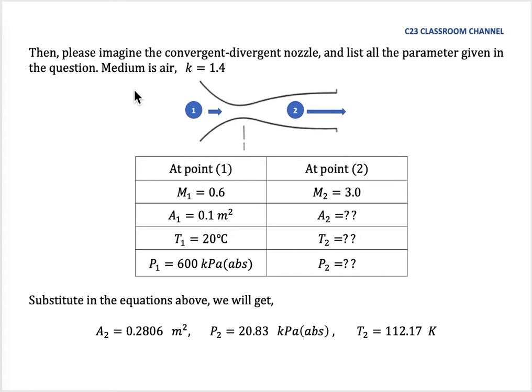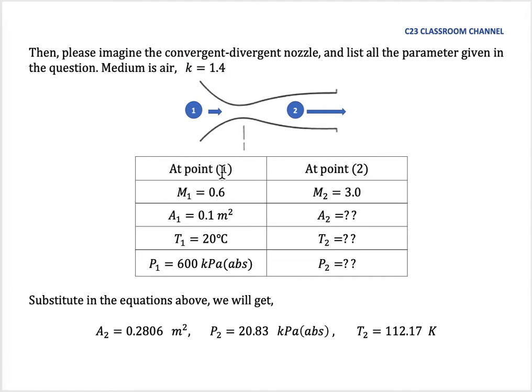Next, you need to imagine what is a convergent and divergent nozzle. Usually you could draw like this, and then you could say that this is point number 1 at the converging section, and this is point 2 at the diverging section. Then you need to determine what is the medium. In this question, the medium is air, so we use k equal to 1.4. This is a constant for air. If the medium is a different gas, for example hydrogen, nitrogen, and so on, you need to use a specific k for those gases.